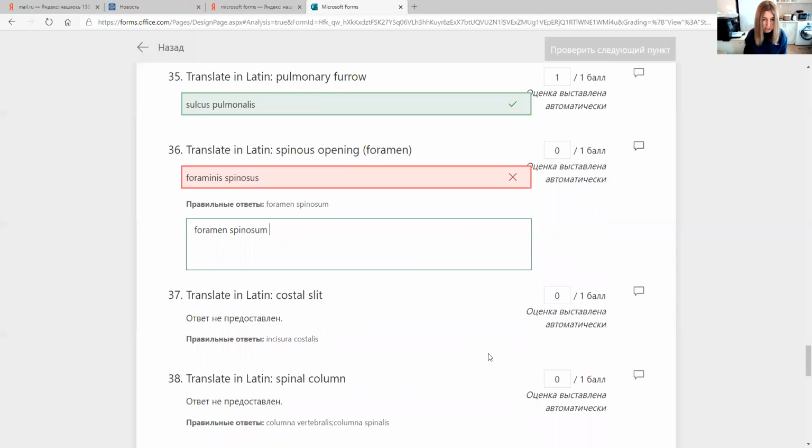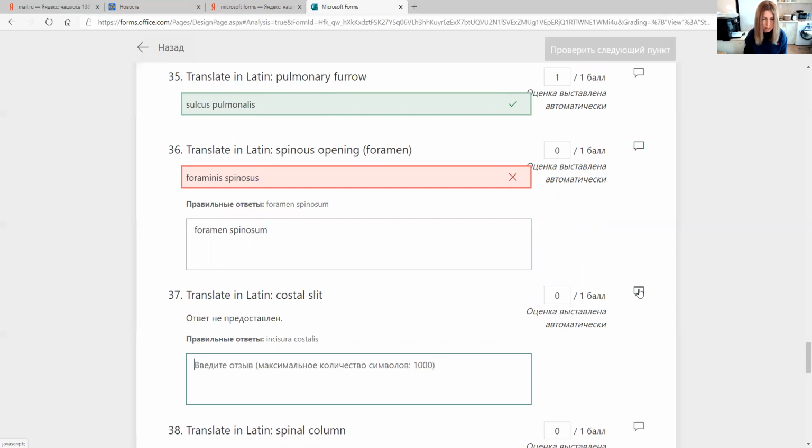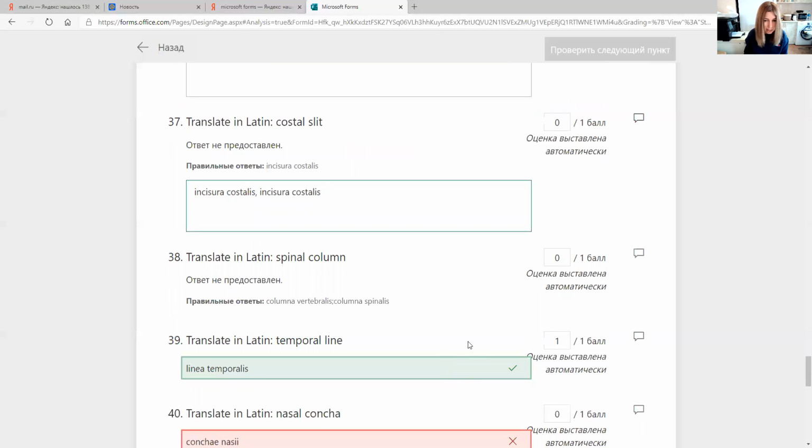The next, costal slit. Slit will be incisura. Slit is the same as notch. It's a synonym, so we can use incisura. Incisura, costal. Costalis, costalia, adjective of second group. Incisura is feminine, so I will choose costalis. Also, I can use a noun in genitive case for expressing costal. If you want, you can translate it like this: incisura costalis, incisura costalis.